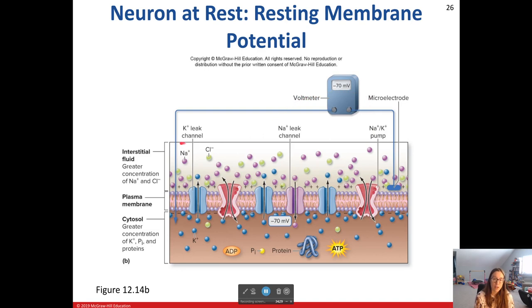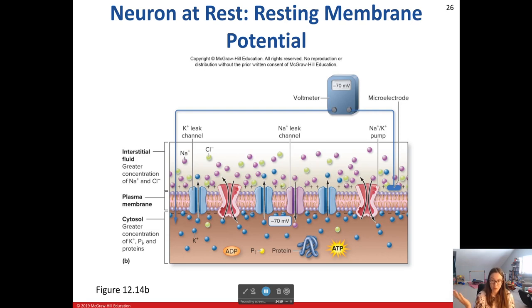All right, and so here's a good picture. We've got sodium, chloride, and calcium outside the cell. And inside the cell, we have lots of potassium, as well as these negatively charged proteins. Then we have our potassium leak channels. We have lots of them, and fewer sodium leak channels, and then we have these sodium-potassium pumps here. They're pumping 3 sodiums out and 2 potassiums in. So that is resting membrane potential in a nutshell.